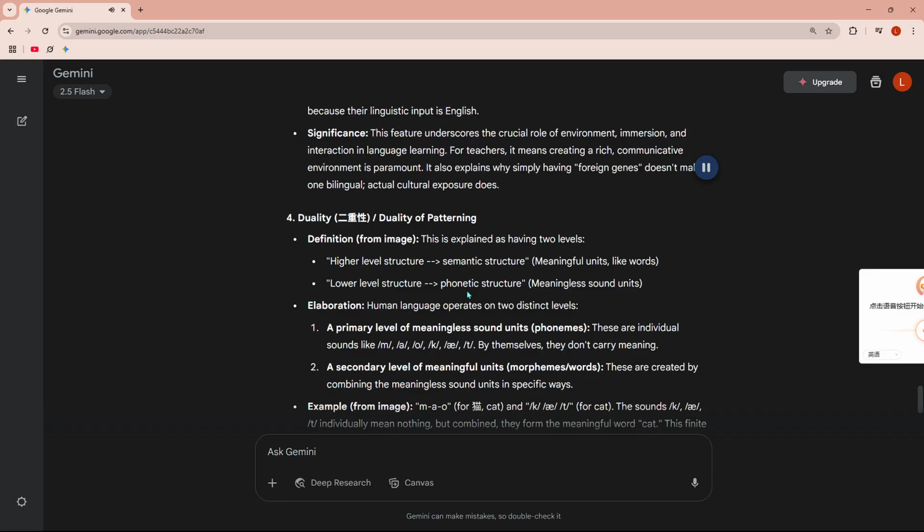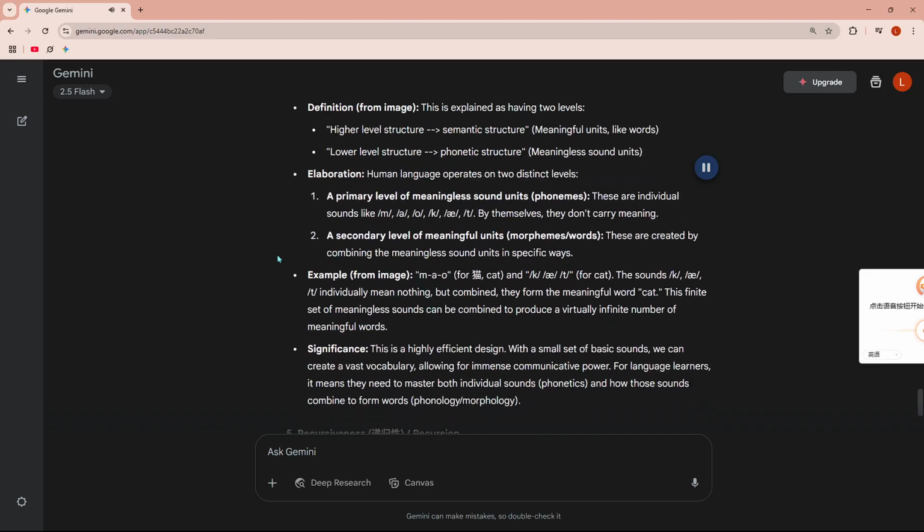Elaboration. Human language operates on two distinct levels. 1. A primary level of meaningless sound units, phonemes. These are individual sounds like k, a, t. By themselves, they don't carry meaning. 2. A secondary level of meaningful units, morphemes, words. These are created by combining the meaningless sound units in specific ways. Example, from image: Mao for cat, and k, a, t for cat. The sounds k, a, t individually mean nothing, but combined, they form the meaningful word "cat."